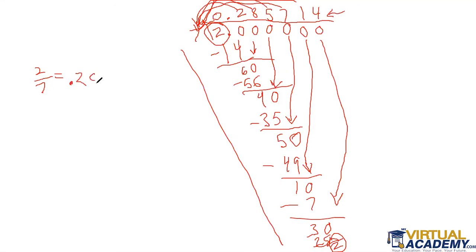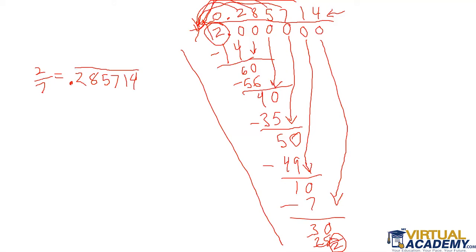0.285714. This entire, all 6 of these numbers repeat. So 0.285714, 285714, 285714, 285714. Okay, that'll keep going, right? Let's do one more example that's long like this, okay?